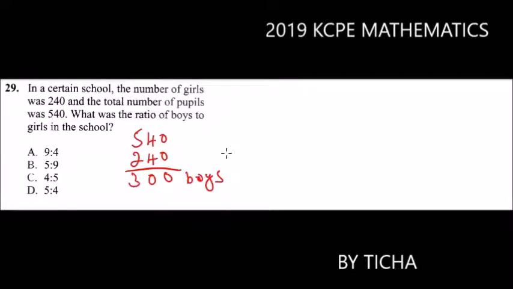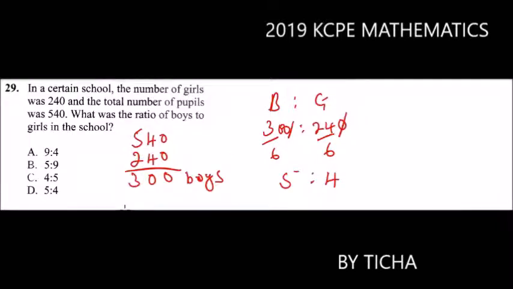So there were 300 boys. So the ratio of boys to girls, you say it is 300 is to 240. You simplify by dividing by 10. You can divide by 6. So 300 divided by 6, you get 50, and 240 divided by 6, you get 40. Dividing by 10 gives 5 is to 4. So the ratio is 5 is to 4.